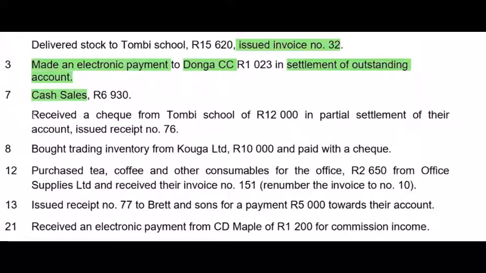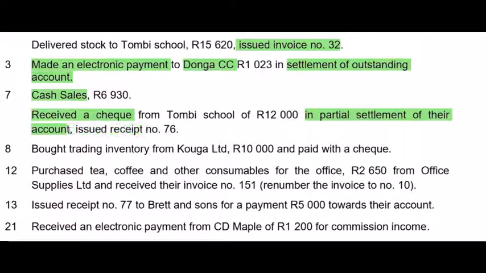Then also on the 7th, we received a check from Tombi School of 12,000 Rand in partial settlement of their account, and we issued a receipt. Okay, so the words that tell you this is a CRJ transaction are the fact that we received a check, in other words, we received money, and that we issued a receipt. And receipts are the source documents for the CRJ. What happened here is Tombi School is a debtor, and they owe us money, and now they are paying 12,000 Rand back to partially settle their account.